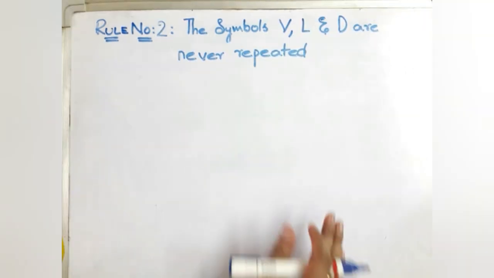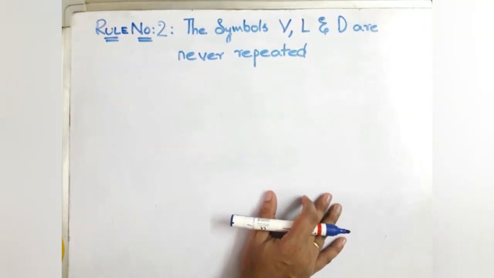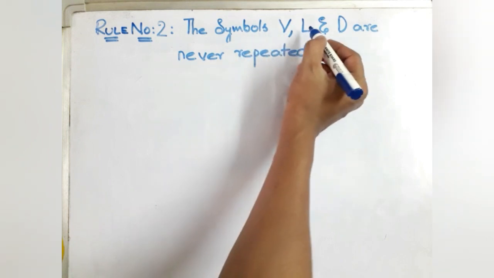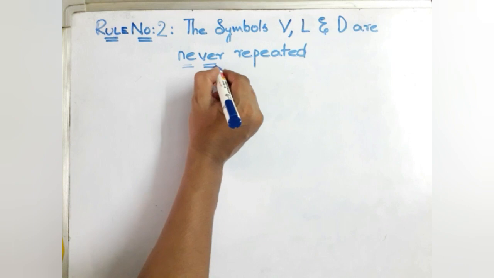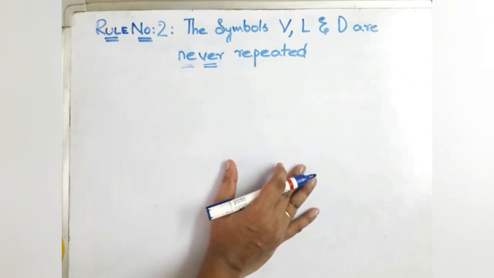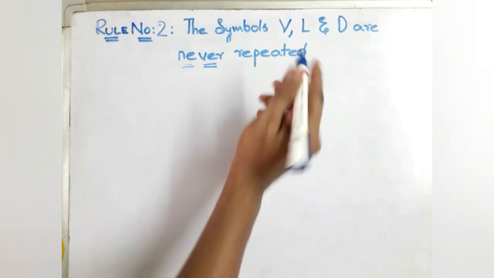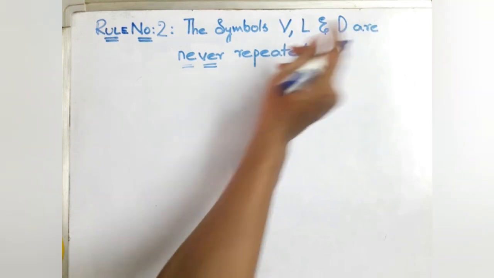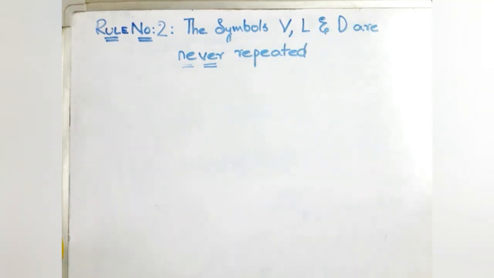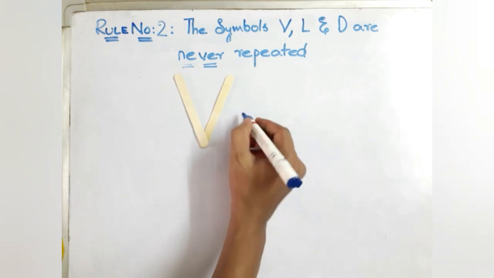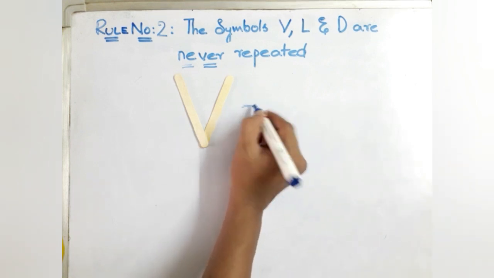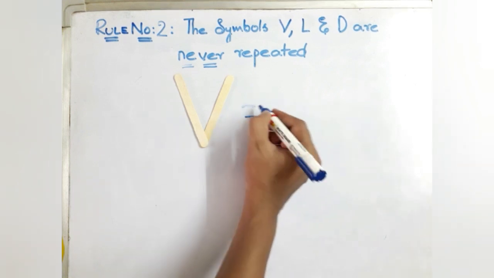So let us check rule number 2. The symbols V, L and D are never repeated. Whereas in the first rule, we observed that I and X can be repeated up to 3 times, the symbols V, L and D are never repeated. I will show you why. Look. If I put V, what is the value of V? You will say it is 5.